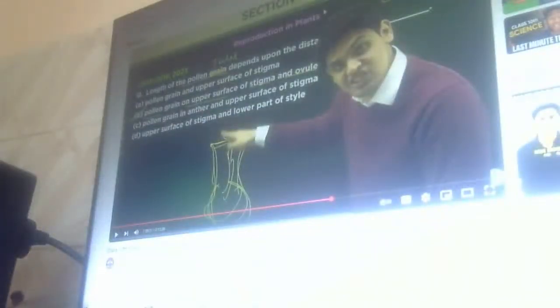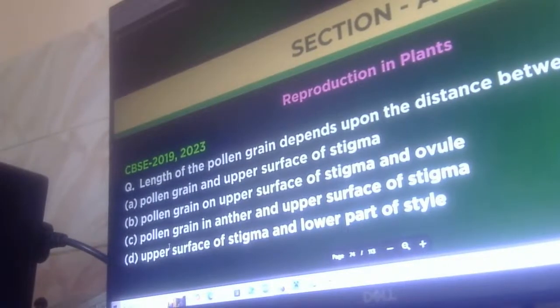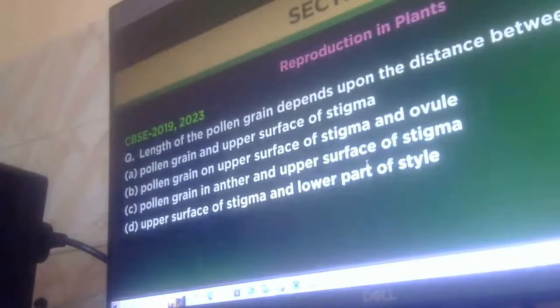Option B. Pollen grain on the upper surface of the stigma and the ovule. Oh, it's not style. It's stigma, style, ovary, ovule. I didn't read it properly, I'll lose my mark. Option B: upper surface of stigma and then to the ovule, not the style. Below the style there is also the ovule.